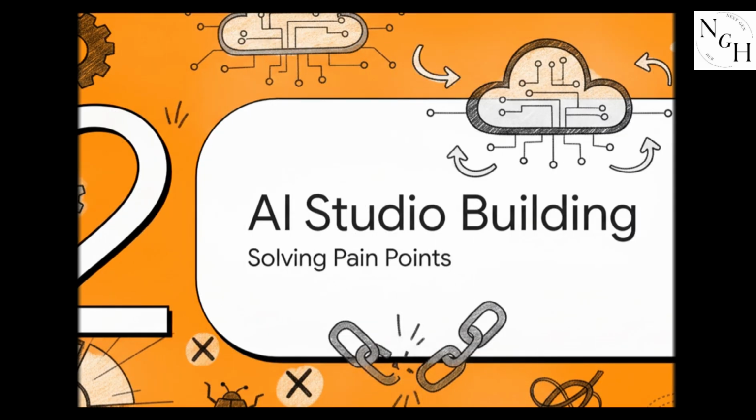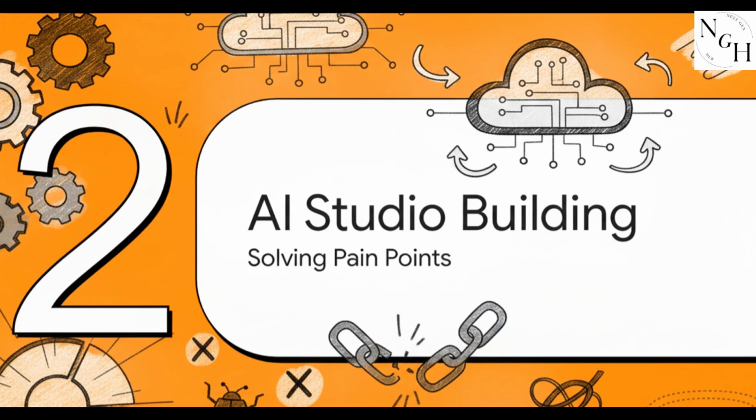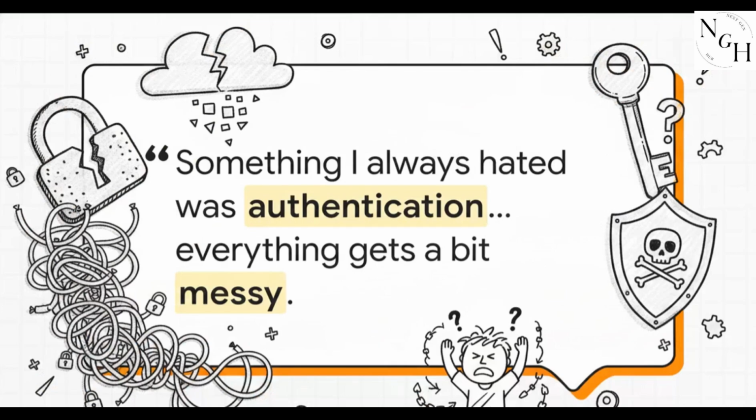Moving right along to Section 2, Frictionless AI Studio Building, and how it's solving historic developer pain points. If you've ever dreaded managing server state or pulling your hair out over third-party authentication or trying to securely hide your API keys, Mariano's candid admission here will definitely hit home. He points out how, historically, trying to stitch together a full-stack application gets incredibly messy when you have to juggle secrets and auth. It's basically a universal developer headache, right?